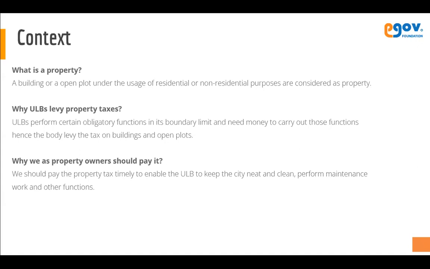So what does property mean in that case? How is property defined? Property is basically a building or open plot within the ULB limit that is used either for residential or non-residential purposes. Both buildings as well as open plots are considered property. Why does the ULB levy property taxes? To perform their obligatory functions, property tax is the main source of revenue for the ULBs. And whether we should pay, yes, we should pay, and we should pay on time.